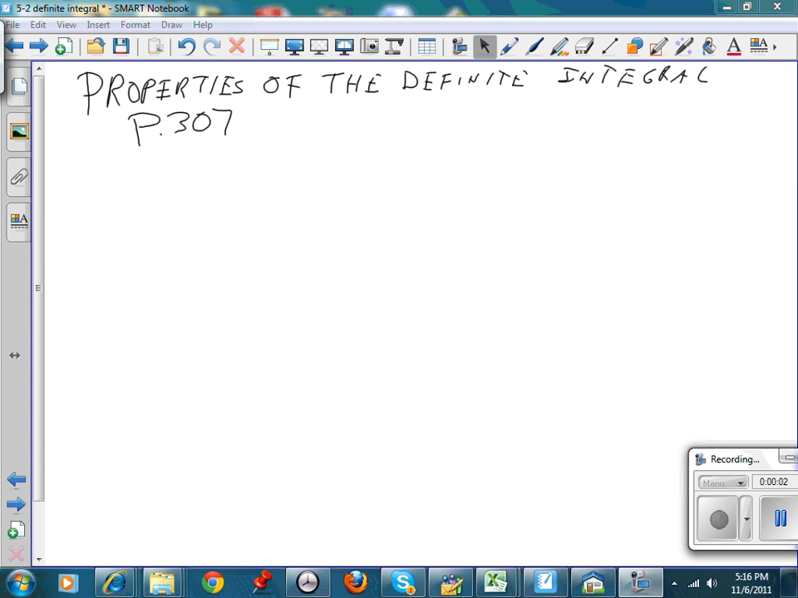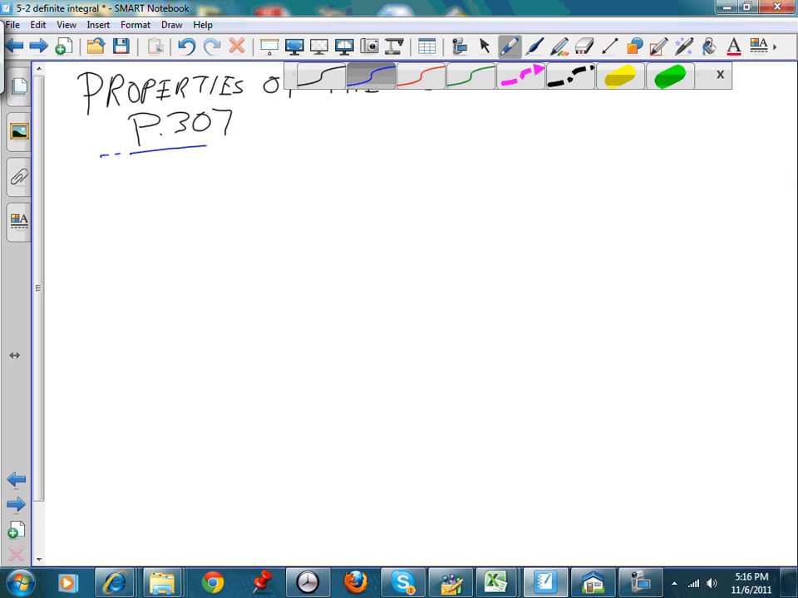Okay, more properties of the definite integral. I guess we're going into a part 2 here. As we've talked about the definite integral, if we take the limit of our Riemann sum, if we did 6 rectangles, 20, 100, 2,000, and finally an infinite number, we'd get the true area under the curve. And now we're talking about this definite integral, and we're looking at some properties that you need to know on page 307 and beyond.